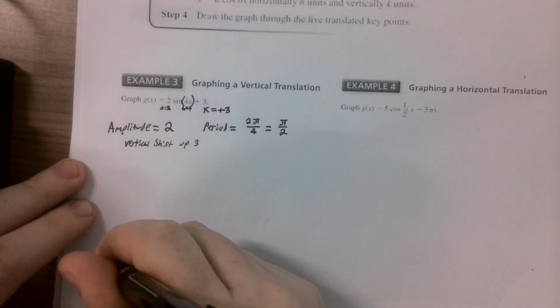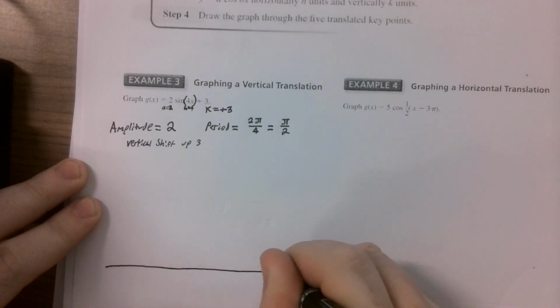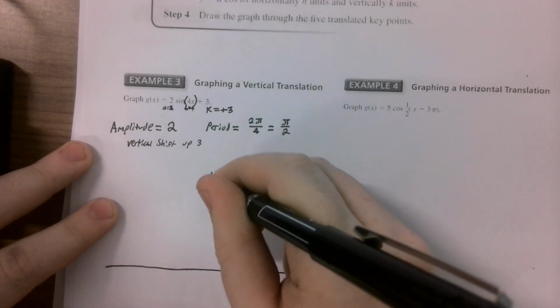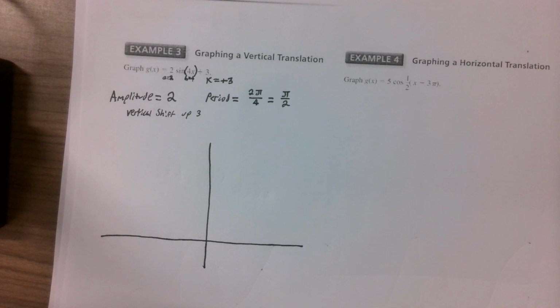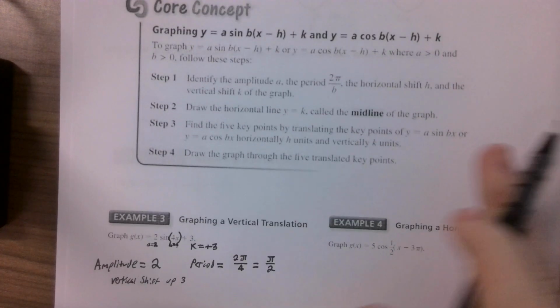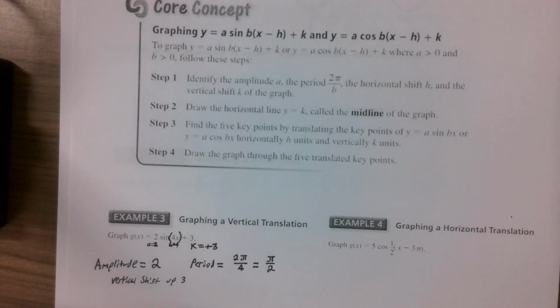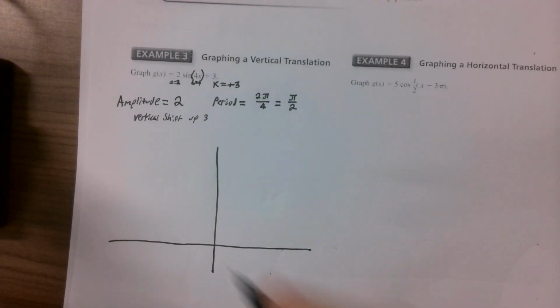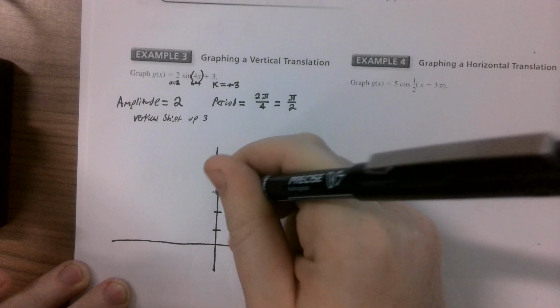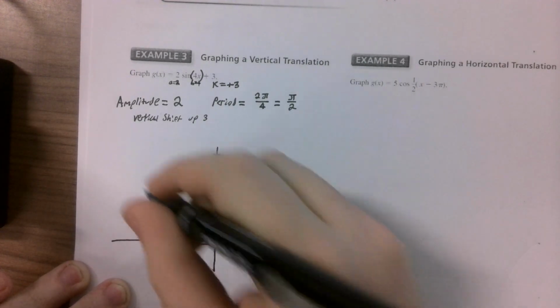As we draw out this graph, let's keep in mind that this graph is going to be much taller because we're going up 3. So I'm going to make a big y-axis here, like so. Step 2 is to draw something called the midline of your graph. The midline is another name for the middle of the graph. Since the middle is usually at 0, but we moved it up 3 from this vertical shift, what's our new midline? Our midline is going to be at 3. So 1, 2, 3, 4, 5, for instance.